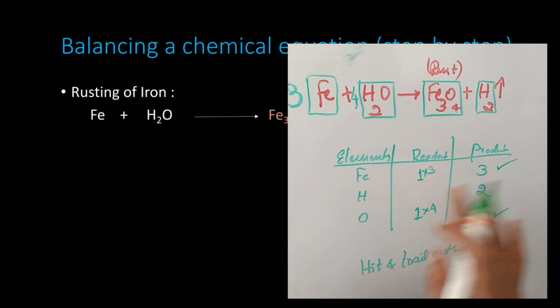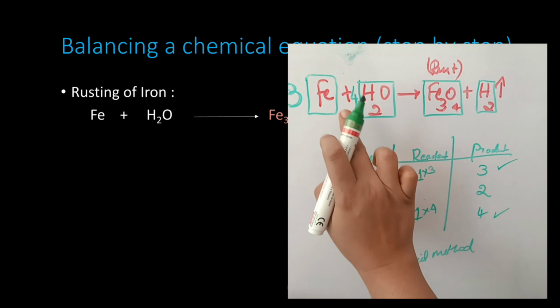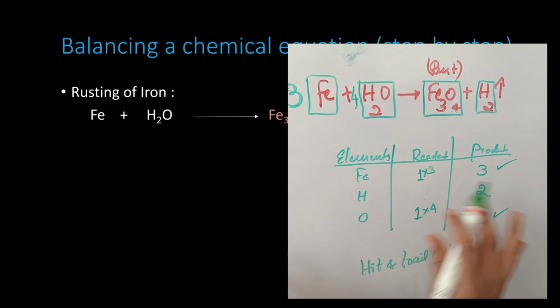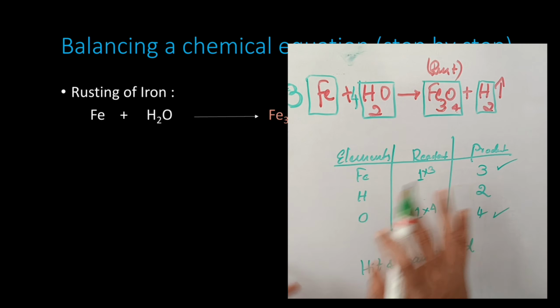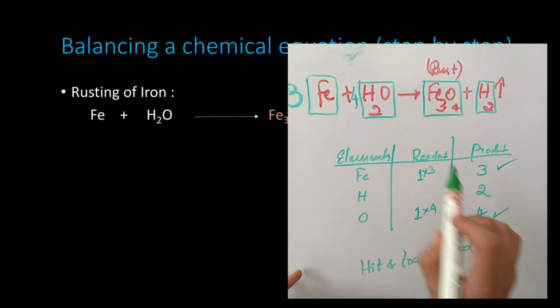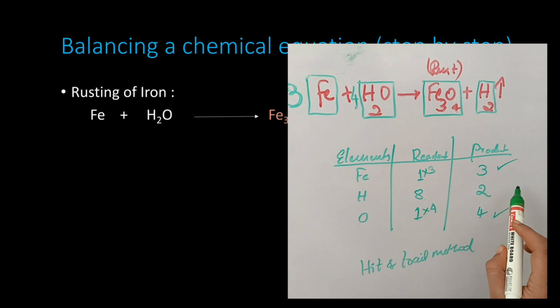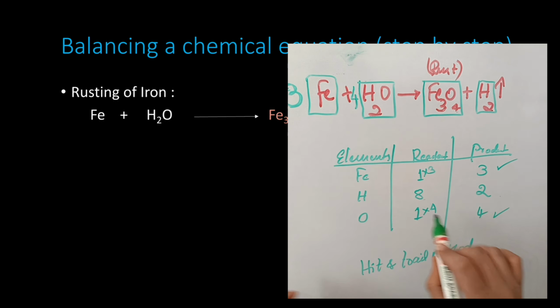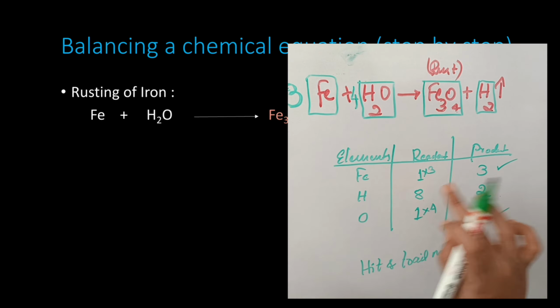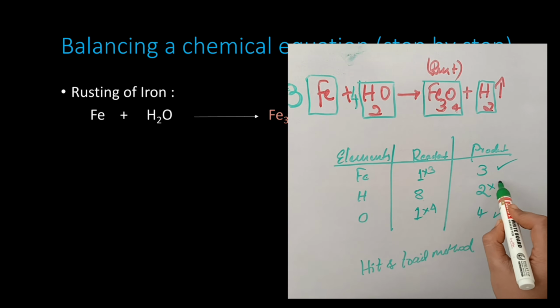Till every element gets balanced, you keep on doing the same thing. Now what happened? The number of hydrogens changed after changing the numbers of iron and oxygen. See, 4 2s now becomes 8 hydrogen here. Now the hydrogens on the product side are only 2. Now you cannot do anything with the 8. We want 8, right? So multiply the product side by 4. 4 2s becomes your 8, right? When 2 is multiplied with 4, you get 8.